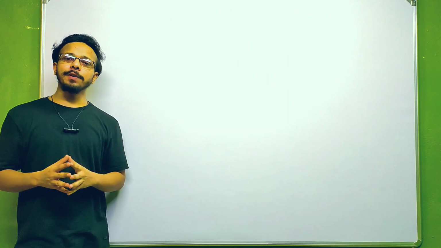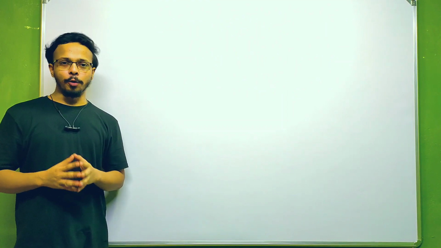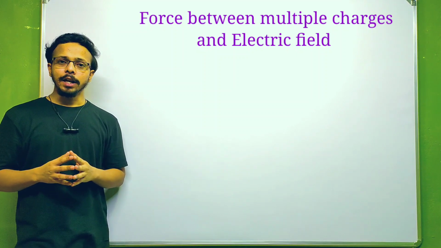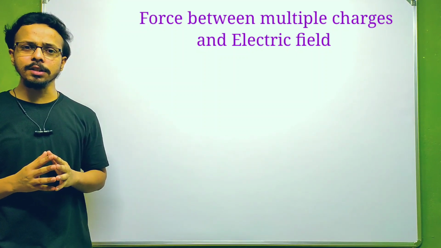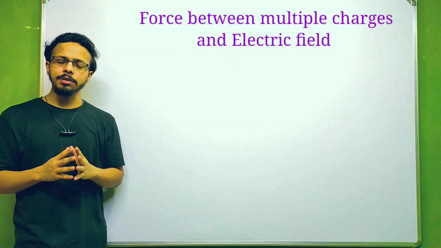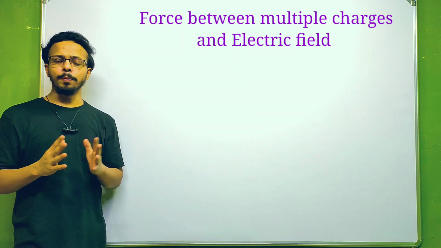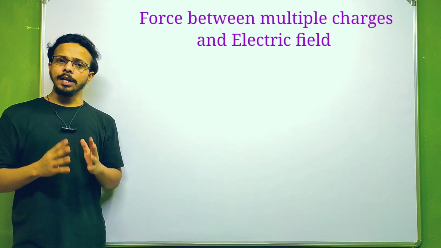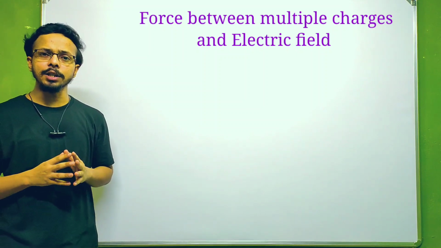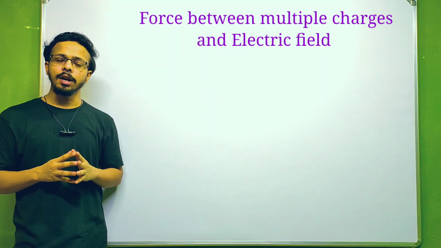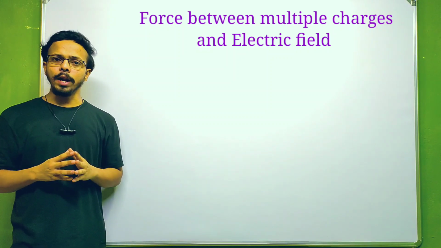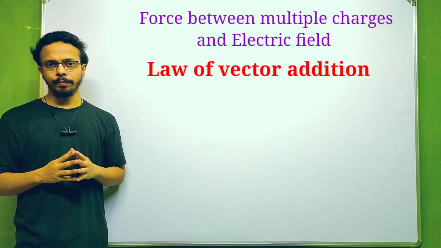In my previous video we discussed force between multiple charges and electric field. That is, if the system consists of n number of charges, then the force on any one charge due to n number of charges we can calculate by using the superposition principle. And the resultant force on any one charge due to the system of charges we can calculate by using an important law known as the law of vector addition.